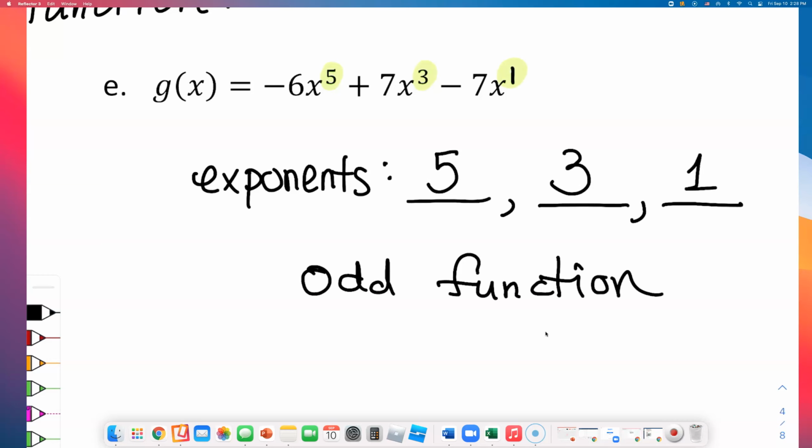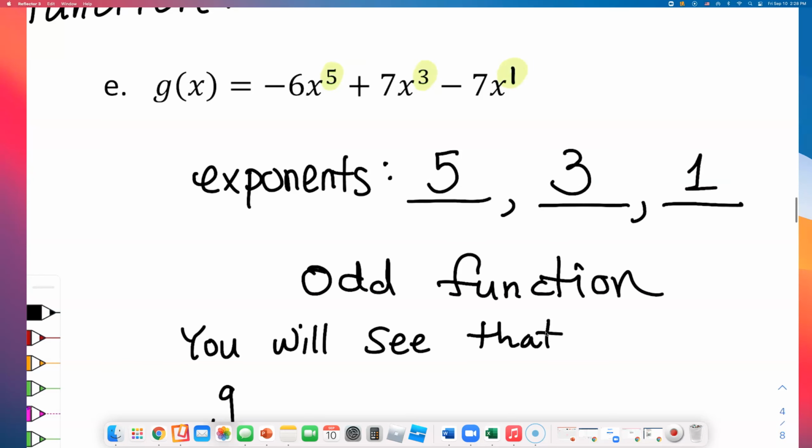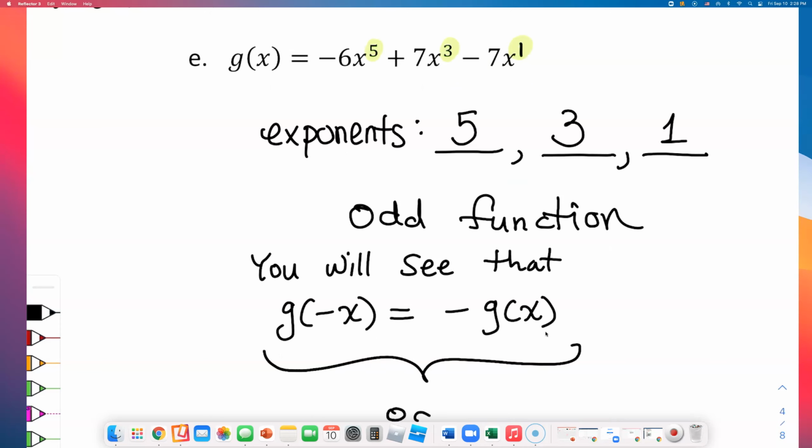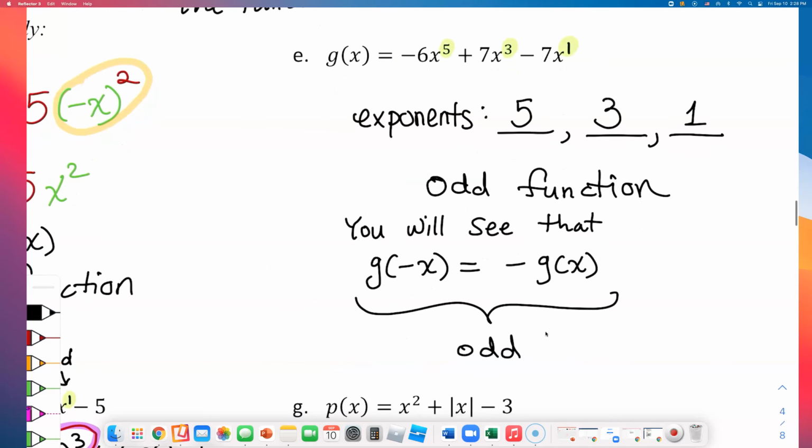You can also plug in negative x into this function, and you will see that g of negative x will be the opposite of g of x, okay? So every sign in the original function will be switched. I won't do that, because this method worked out great for us. But this is the condition to be an odd function, okay? When you plug in negative x, the entire function will have an opposite sign, every single term. So if that happens, we get to say it's an odd function.